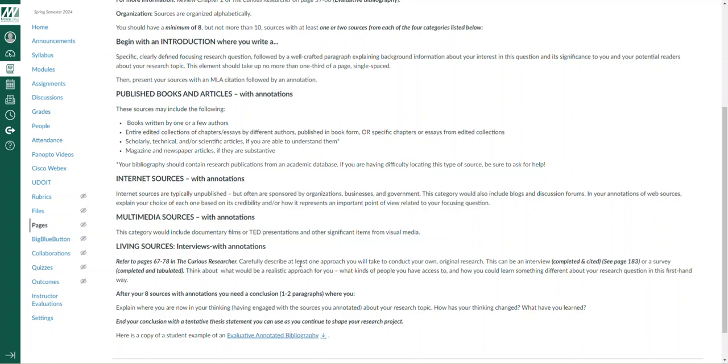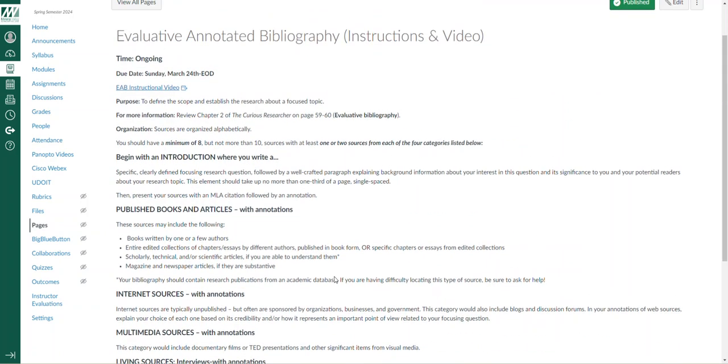Also, I'm looking for that to be tabulated also, all right? Pay close attention here to the instructions and the video.